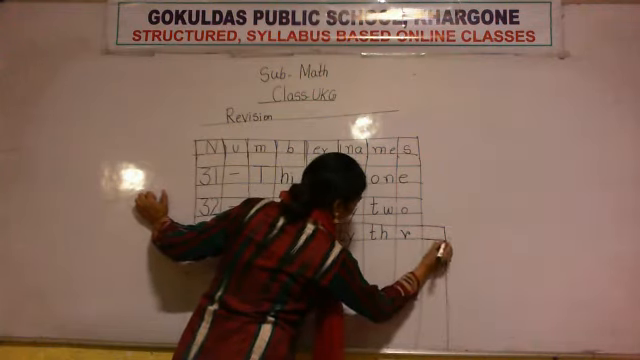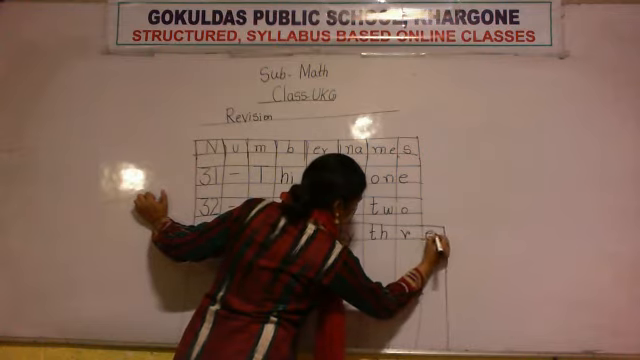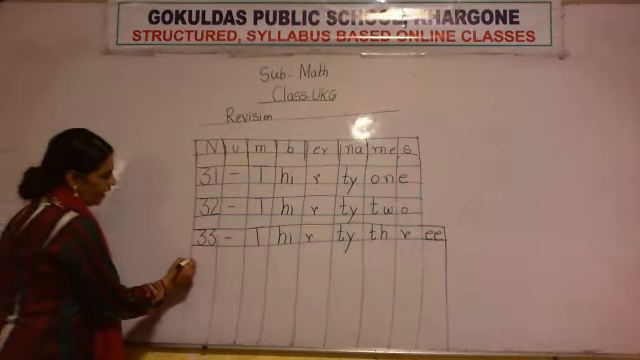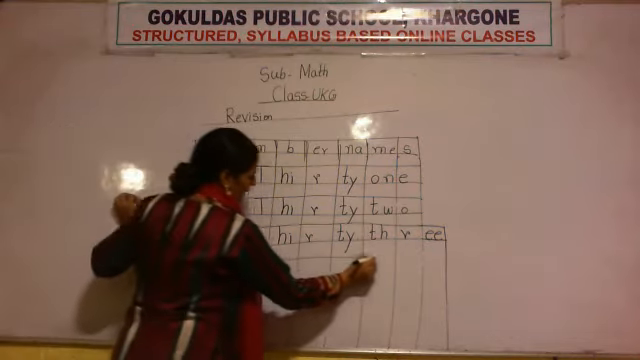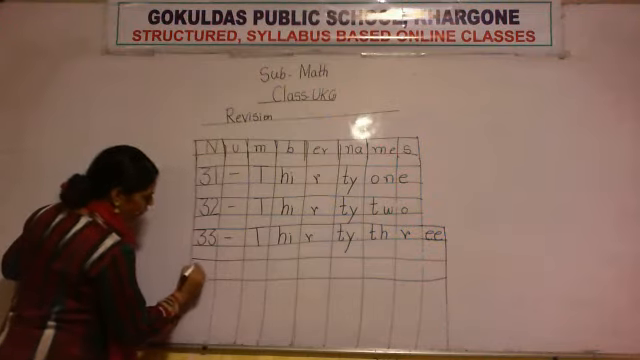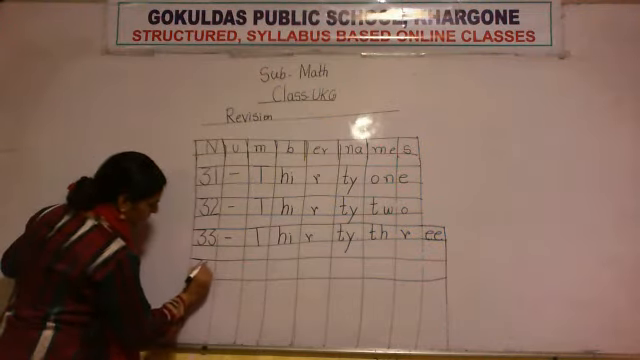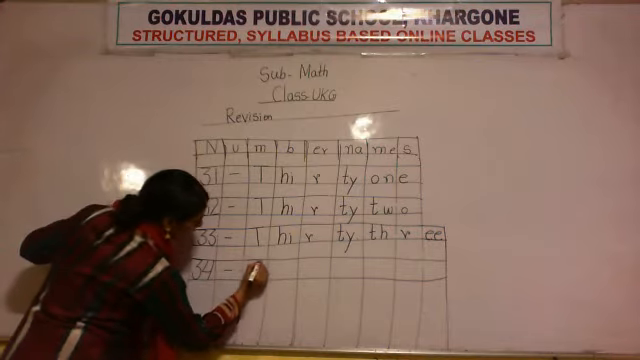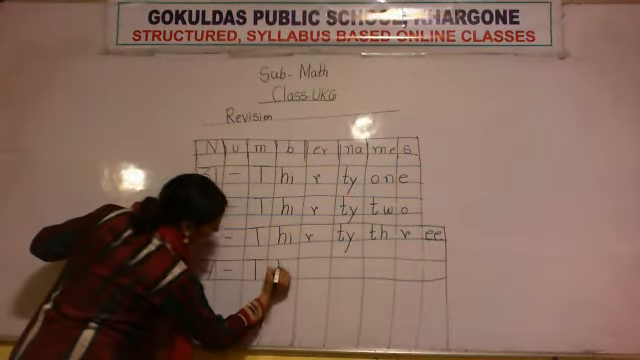THREE 3. Okay. THREE 3. 33. Okay. After that, give once again one column gap here. Now I am going to write the spelling of 34. 3, 4, 34. Once again the spelling of 30.